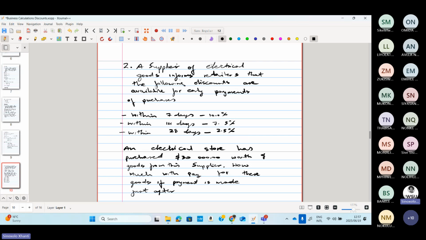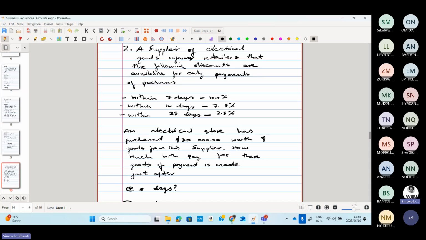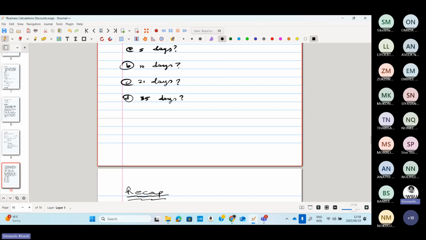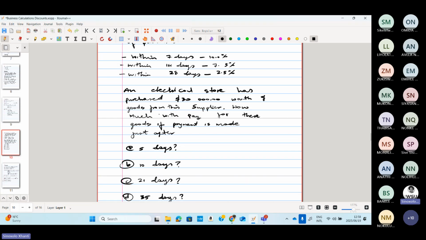Okay. Let's move to number B. In number 2, number B, a supplier of electrical goods informs retailers that... I want to add a page for the solutions. Actually, before this recap thing here, let me add a page.